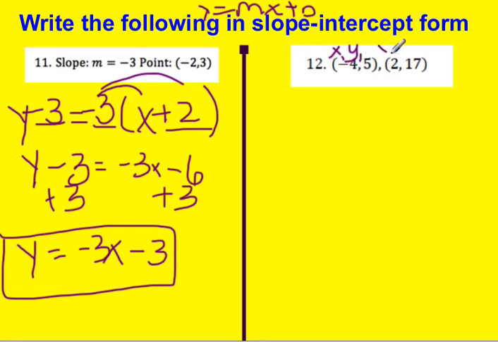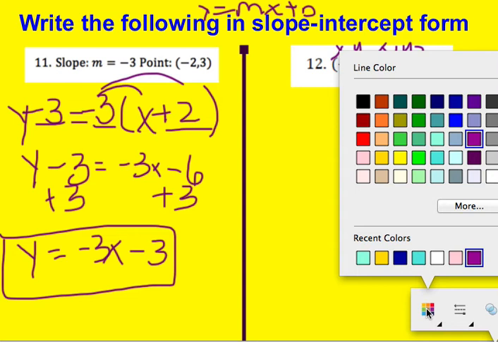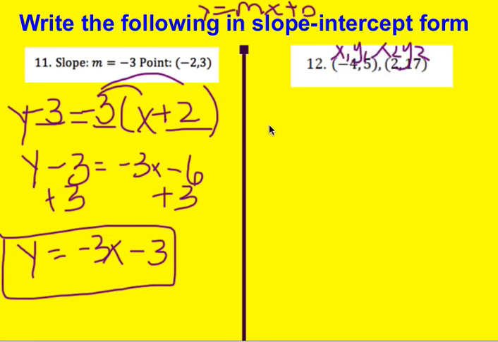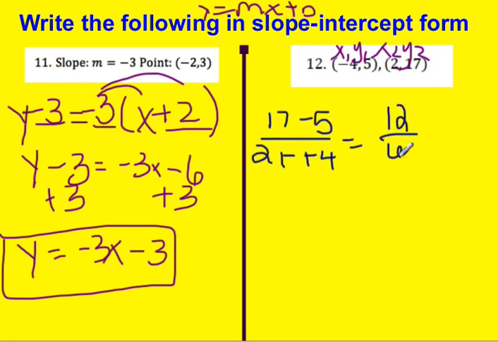So I have x1, y1, x2, y2. So let's go ahead and calculate out the slope of this guy. Okay, so first thing is we're going to do y2 minus y1 over x2 minus x1. Again, then we're going to double slash. And that's going to be equal to 12 divided by 6, which is going to be 2. So my slope is 2, so I'm going to set this up in point-slope form.